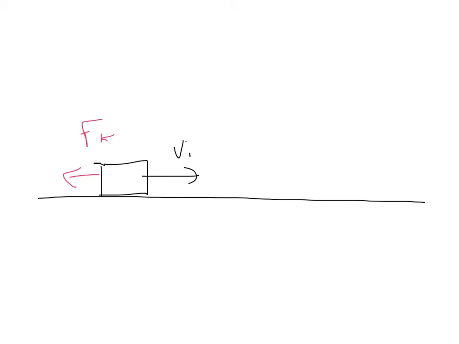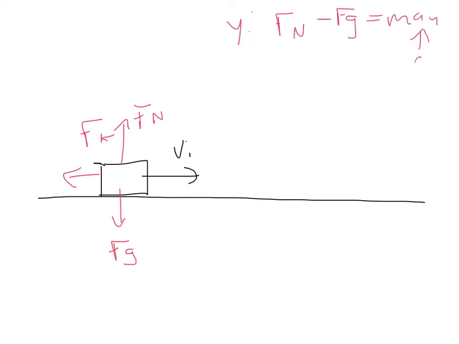Of course, in the vertical direction, it's experiencing the force due to gravity acting down and the normal force acting upward. So in the y direction, I could say Fn minus Fg equals mass times acceleration in the y direction, which is 0, because the object's not flying up off the ground, nor is it sinking into the ground. So I could say that Fn equals Fg, which is nothing new. It's the kind of thing we've seen before.